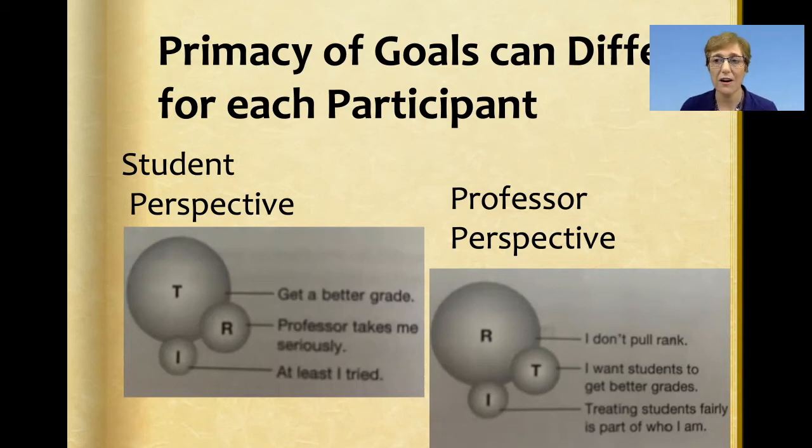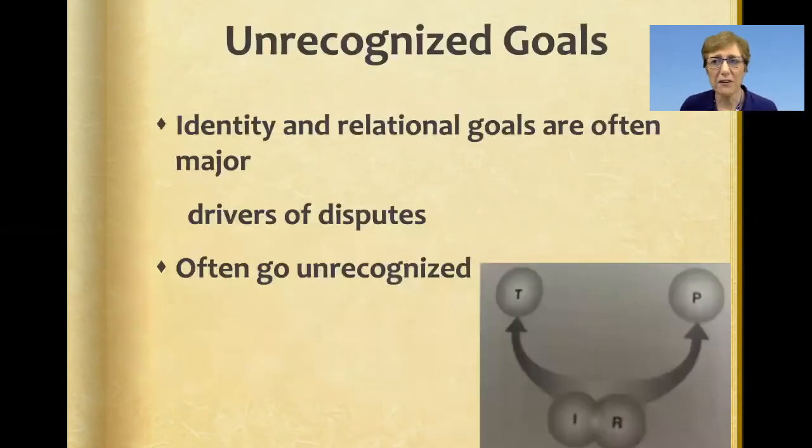So all of those things are operating for each of the parties, but notice how it's different. For the student, the topic is the biggest piece. For the professor, the relationship is the biggest piece, okay? But they both have identity issues, but those are the smaller pieces of the conflict if we take it apart. When there are unrecognized goals, and a lot of times the identity and the relational goals are not getting recognized, then they can't be addressed. And this is a problem when the identity and relationship goals are actually driving the dispute.